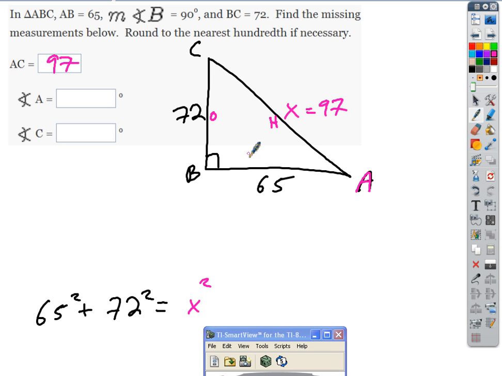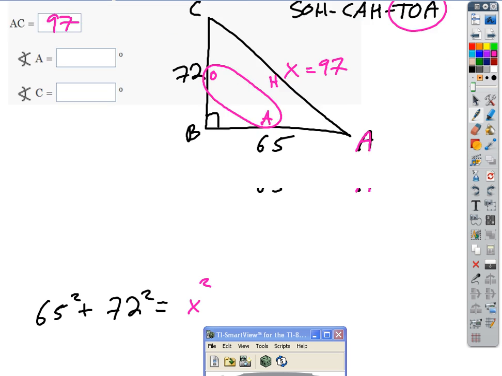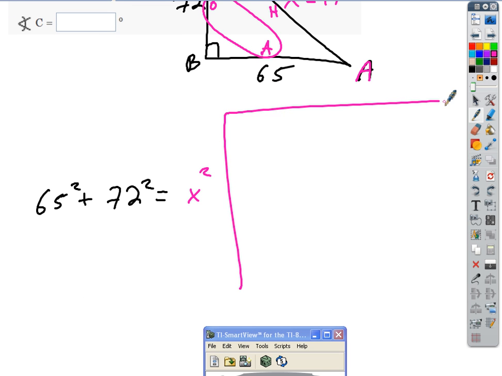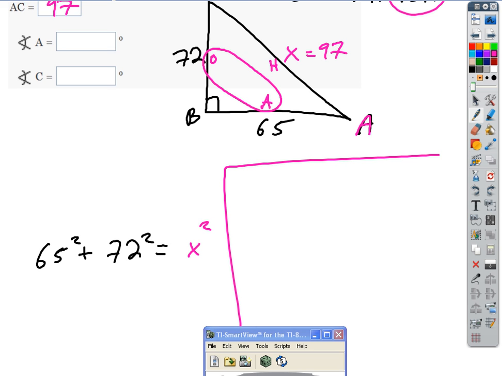We could use 97 because it worked out perfectly, but let's just use the original two sides. How about 72 and 65? That involves an O and an A. So which SOHCAHTOA relationship do we want then? Tangent. Yeah, that's got the O and the A in it. So we're using tangent. Then our equation just becomes tangent of angle A is the ratio of opposite, which is 72, divided by adjacent, which is 65.